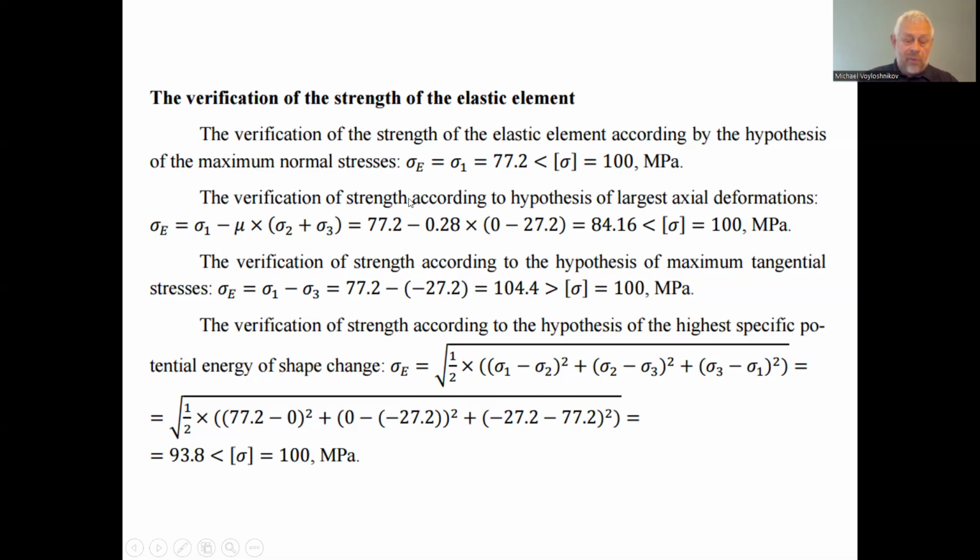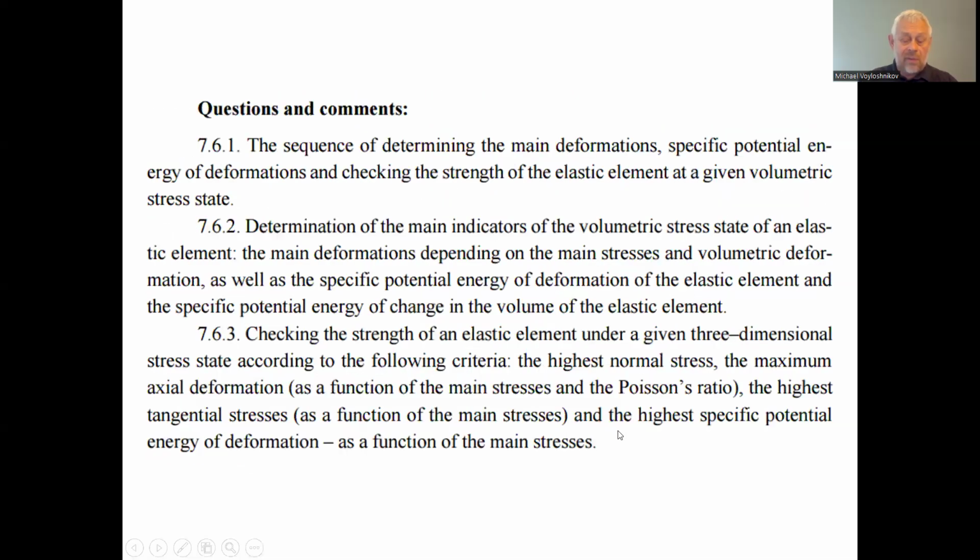That's why, of the four hypotheses we considered, only one was not fulfilled. The strength is not satisfactory. Okay, questions and comments. 761, the sequence of determining the main deformation, specific potential energy of deformations, and checking the strength of the elastic element at a given volumetric stress state.